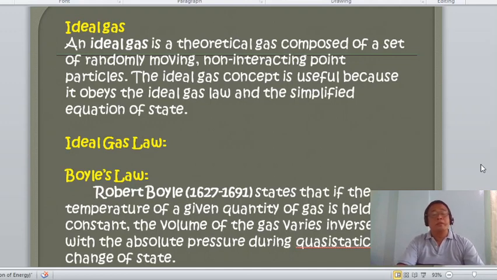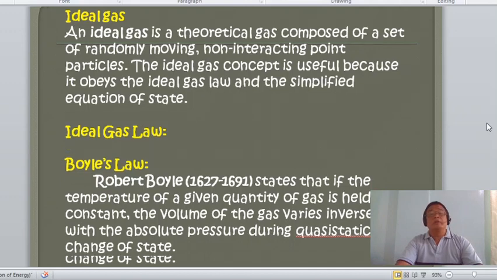Of course, this was presented by Robert Boyle, or named after Robert Boyle, 1627 to 1691. Boyle's law states that if the temperature of a given quantity of gas is held constant, the volume of the gas varies inversely with the absolute pressure during quasi-static change of state. Okay, so that is what is meant by Boyle's law.